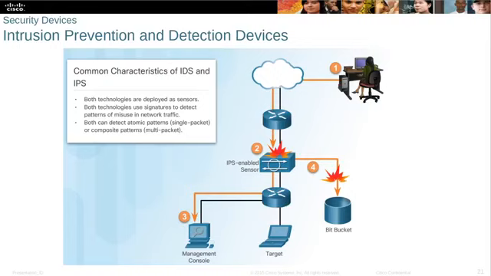Characteristics of IDSs and IPSs. Both of the technologies are deployed as sensors. They both make use of signatures, and you can update the signature files on IDS and IPS systems relatively easily in order to detect patterns of misuse in network traffic. They can also detect what's known as an atomic pattern, which is a single packet, or a composite pattern, which is a multiple packet signature.